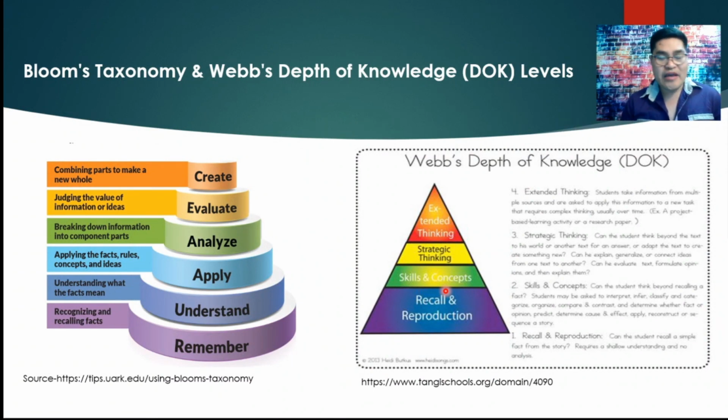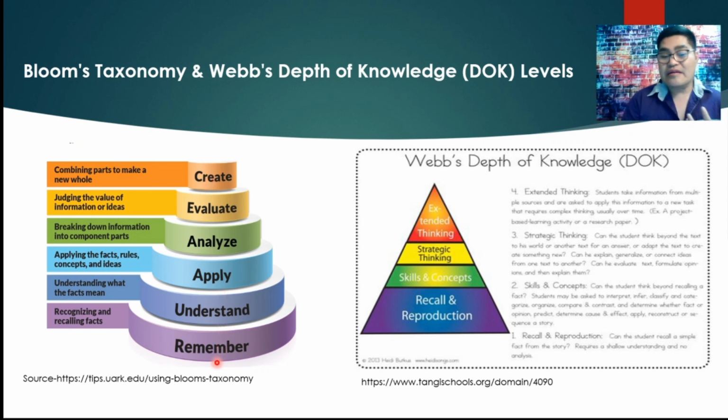Well, in order to visualize what rigor actually is, I try to remind you again about Bloom's taxonomy and the Webb's Depth of Knowledge or the DOK level. This is the best way to visualize what rigor actually is. In Bloom's taxonomy, the lowest level is students are remembering and the highest level is creating. So when students are doing this hierarchy of thinking, you are allowing them to be in a rigorous work.